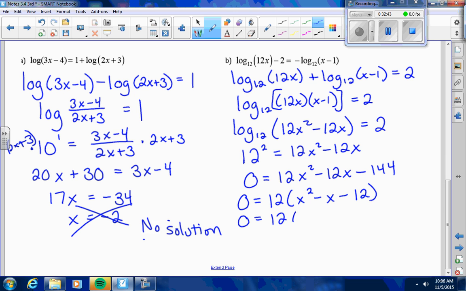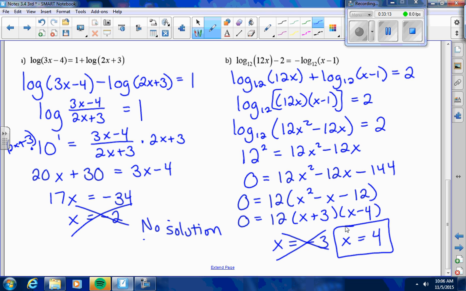Can that quadratic be factored? To what? X plus 3, x minus 4. So what are my answers? X equals negative 3, x equals positive 4. Now go back up and check. Will negative 3 work? No, that's going to cause you to take the log of a negative number. Does 4 work? Yes, 4 works. So that's your answer. Questions? All right.